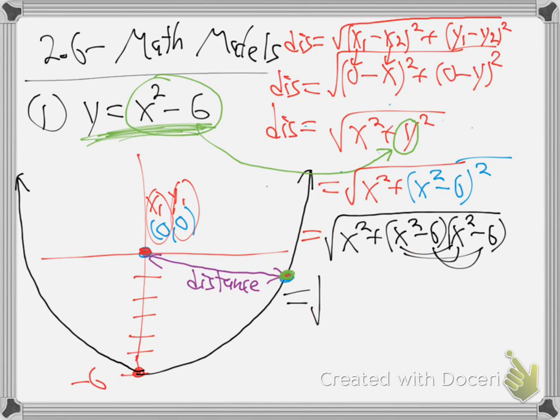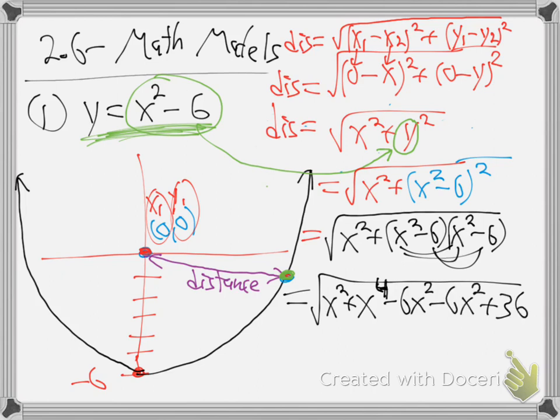So I'll get the square root of x squared plus x to the 4th minus 6x squared minus 6x squared plus 36. We good to there so far? You okay with that algebra mess?